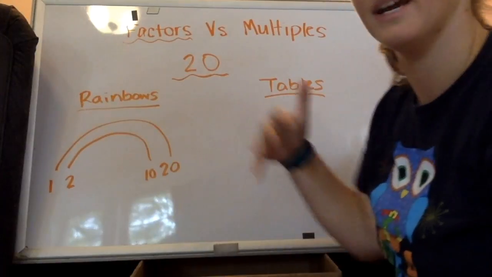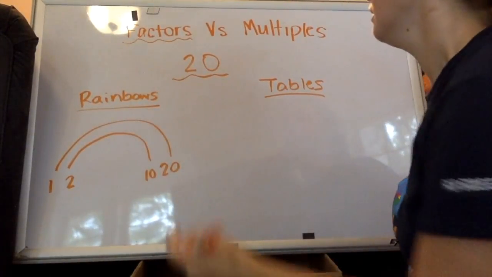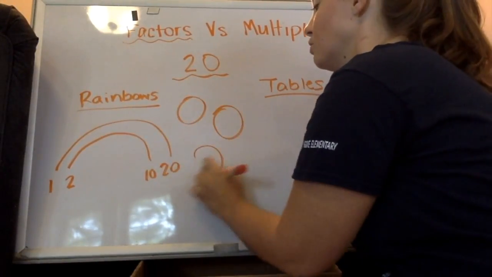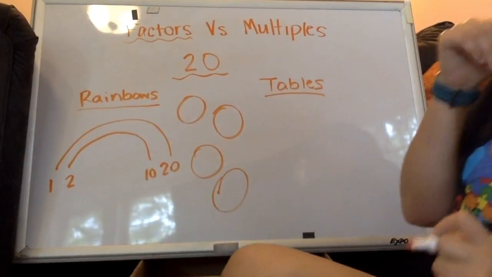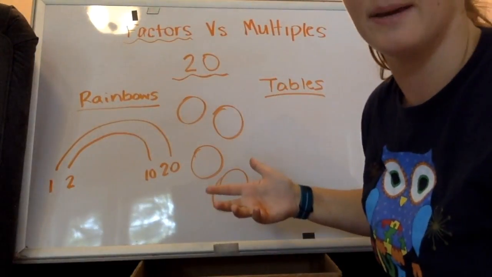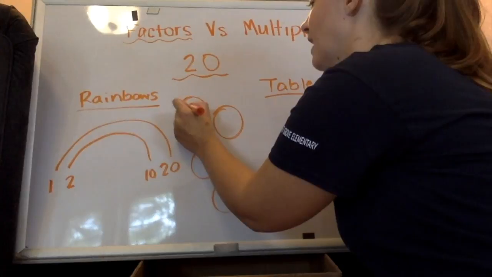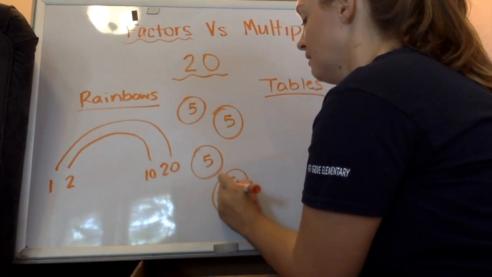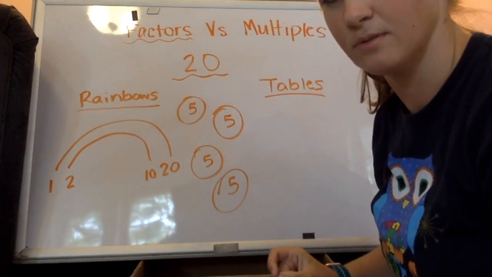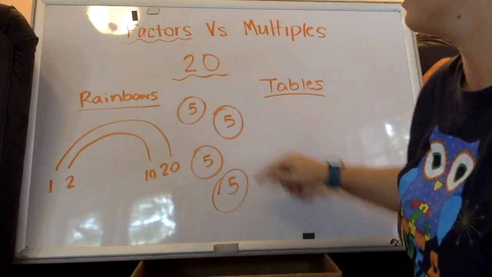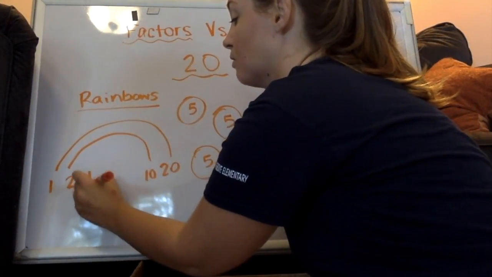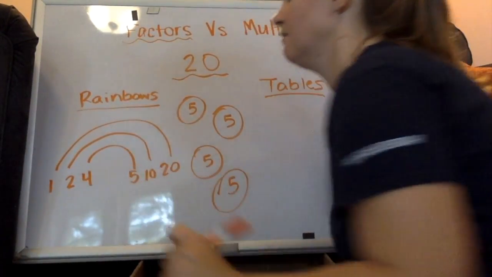So 3 didn't work, so next up on the list is 4. So once again, I'll draw out my 4. Some of you may already know the math facts of this, and that's great. If you do, fantastic. So I've got my 4 equal groups. I'm trying to figure out if I can get 20 in there. So let's maybe try starting out with 5. So 5, 10, 15, 20. There's 5 in each group. So can I put 20 into 4 equal groups? Yes, I can. Right? Because I have 4 equal groups of 5. So on my rainbow, I'll put a 4, pull it across, and put a 5.